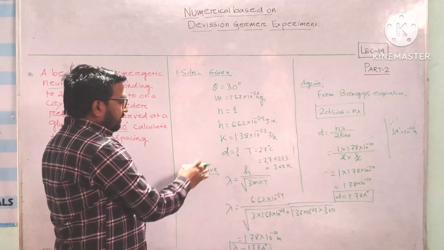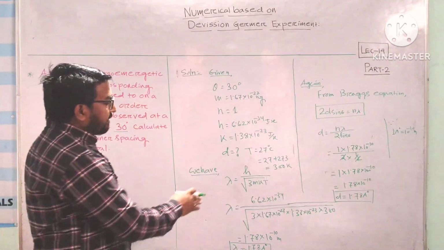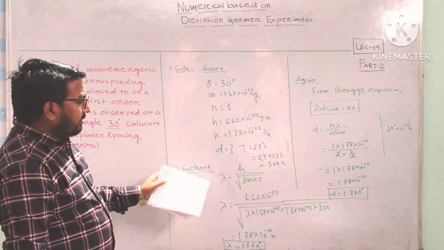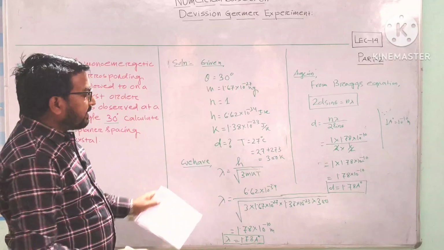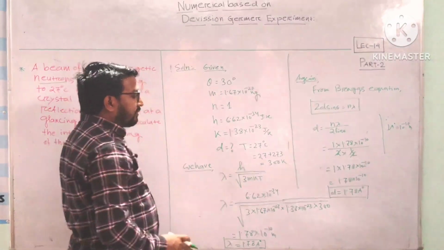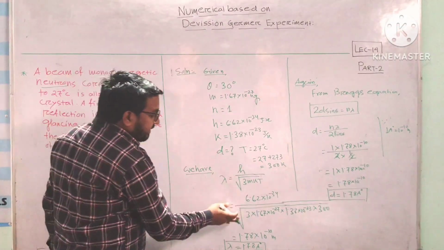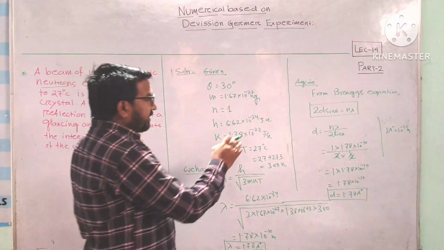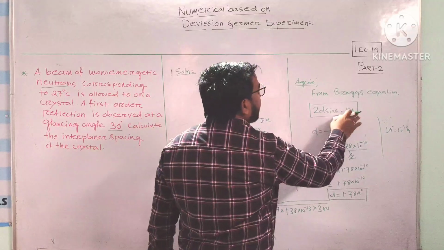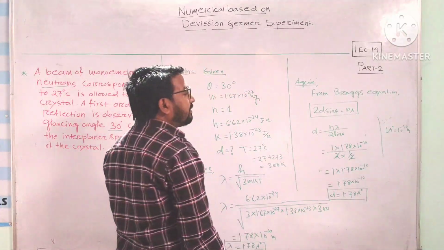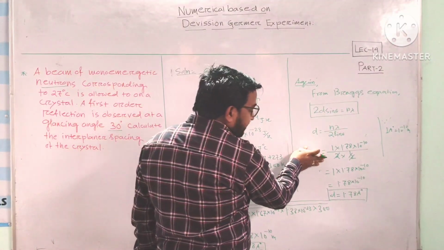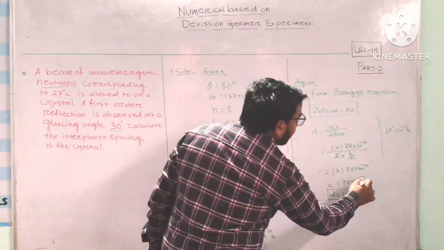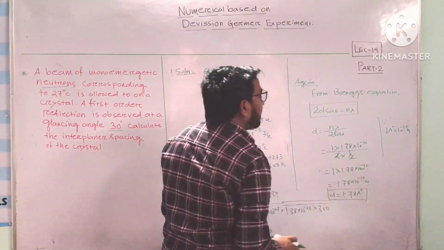And d equals what? First of all, we are going to find out lambda equals h by, and this is the de Broglie wavelength, the expression of de Broglie wavelength in terms of temperature. So lambda equals h by under root of 3mkT. When all the values are substituted in this equation, we will get lambda equals 1.78 angstrom. Again, we can apply Bragg's equation 2d sin theta equals n lambda, and d equals n lambda divided by 2 sin theta. When all values are substituted in this equation, then d equals 1.78 into 10 to the minus 10, and this is equal to 1.78 angstrom.